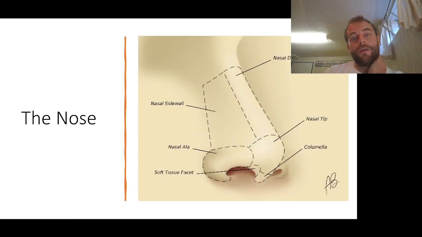The nose, here are your surface landmarks of the nose. There's 9 of them, 3 paired and 3 unpaired. So you have the sidewall, the nasal ala, and the soft tissue facet, and you have the columella, nasal tip, and the nasal dorsum. Sidewall, nasal ala, and soft tissue facet are all mirrored on the other side.